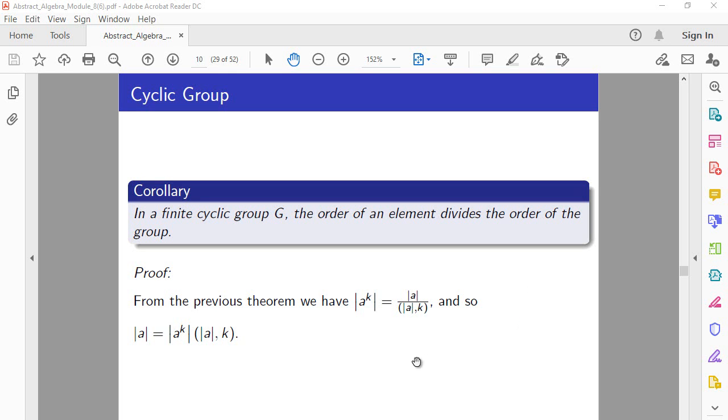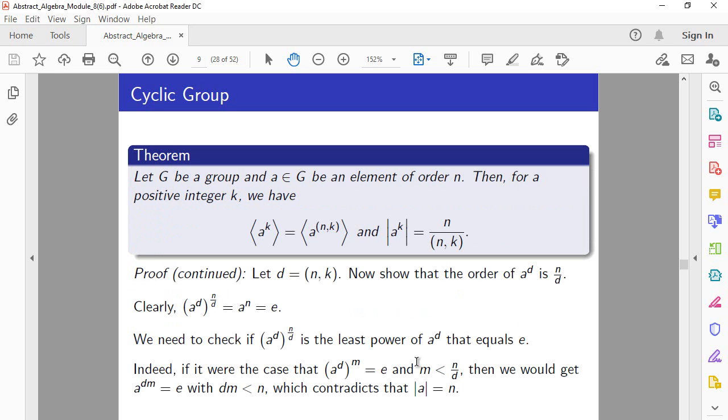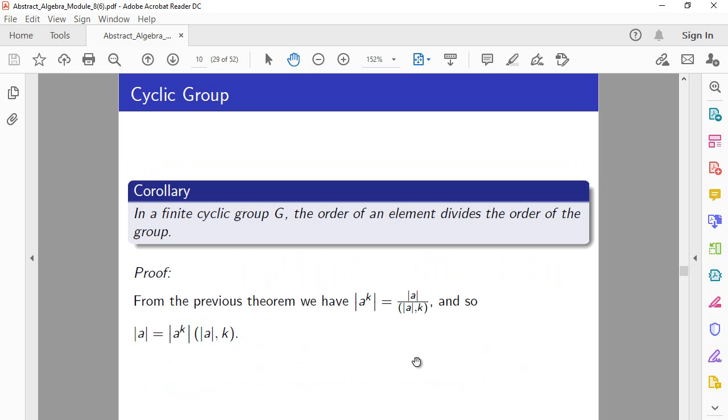All right, so in the last video, we proved this theorem. So it basically is telling us how to find the order of a to the k given the order of a, and a consequence of this is the following. In a finite cyclic group G, the order of an element divides the order of the group.